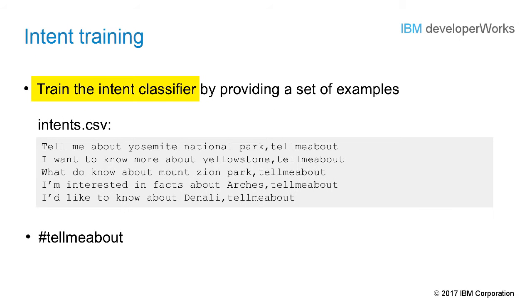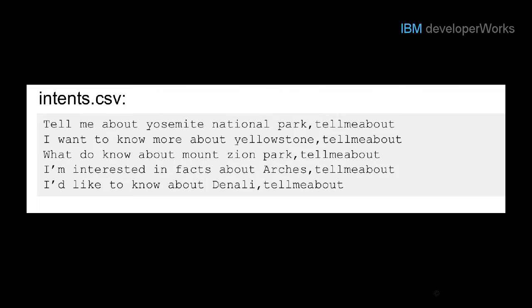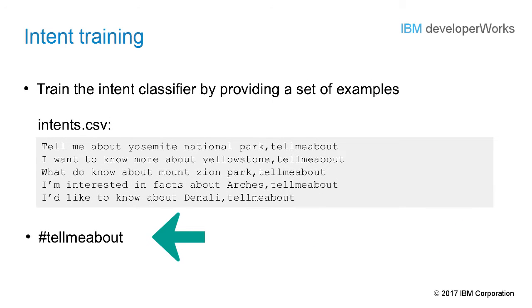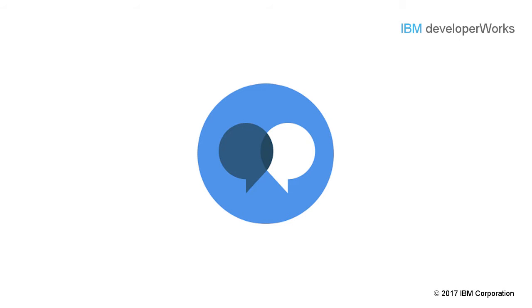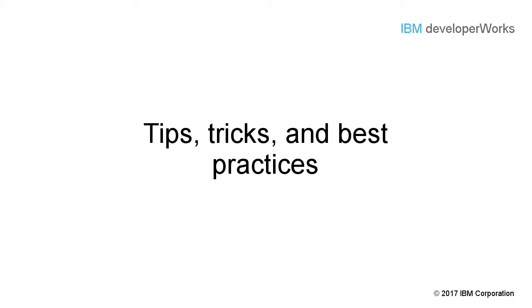Training the intent classifier is simple. We don't have to be an expert in natural language processing or machine learning. All we have to do is provide a set of examples. On the slide here, you can see I have a snippet from intents.csv. It contains examples like tell me about Yosemite National Park, I'd like to know about Denali, or I want to know more about Yellowstone. All of these are examples that map to the tell me about intent. Once we provide this training data, the Watson conversation service will be able to identify this intent when it encounters similar utterances. When training a classifier, there are some tips, tricks, and best practices.